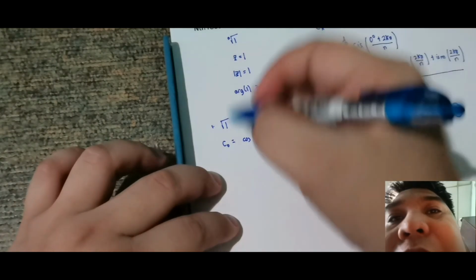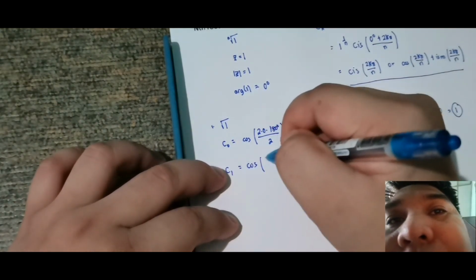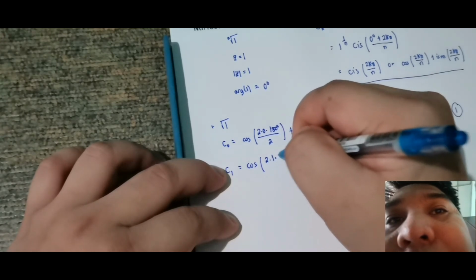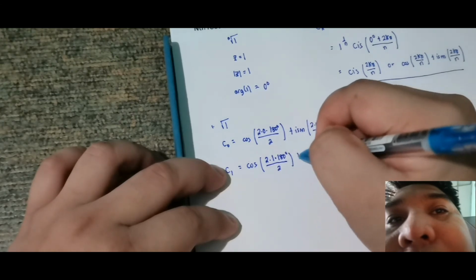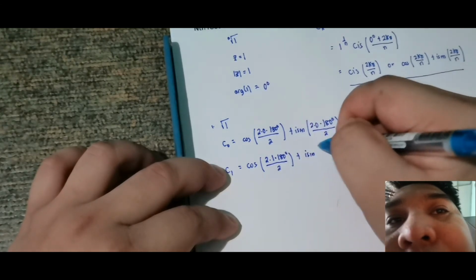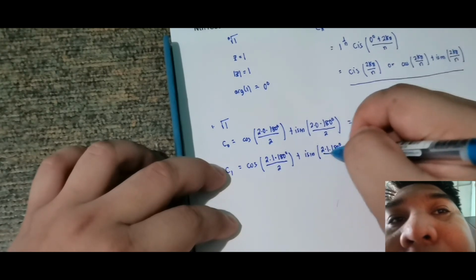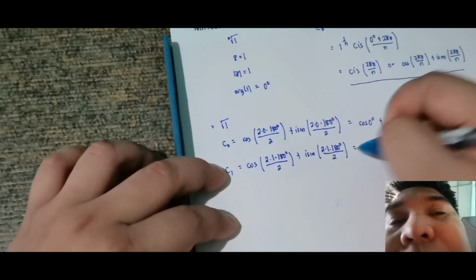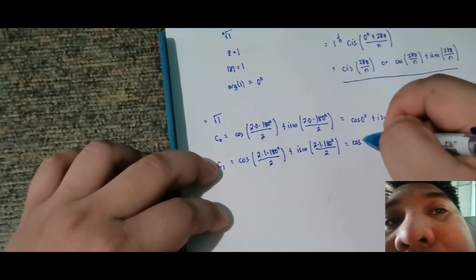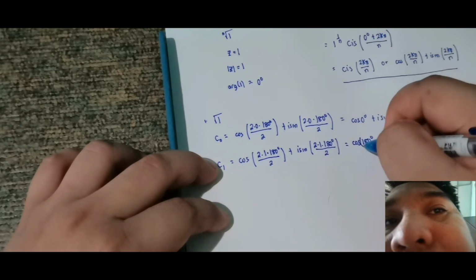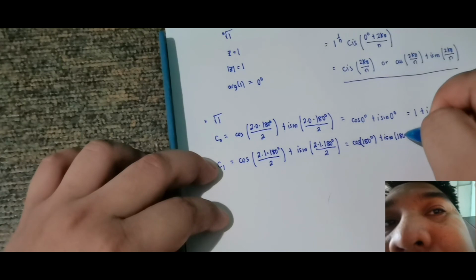So, expect natin dapat dito negative 1. Next is C sub 1. C sub 1 is equal to cosine of 2 times 1 times 180 degrees all over 2 plus i sine of 2 times 1 times 180 degrees all over 2. So, this is equivalent sa cosine 180 degrees plus i sine of 180 degrees.